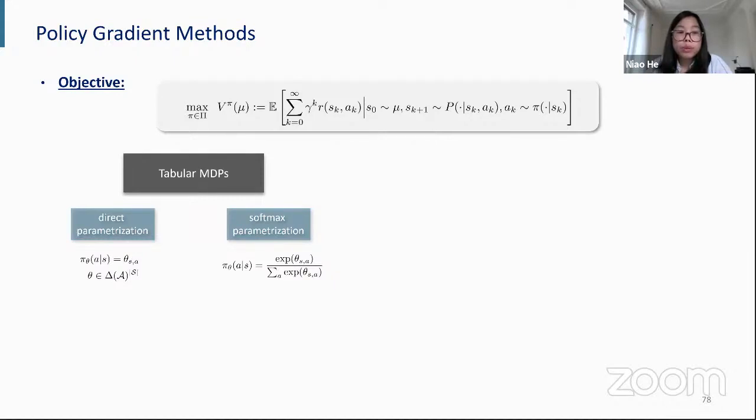Or you can also use the softmax parameterization by just taking this softmax form, right? The difference between these two is that you see the number of parameters is the same for the direct parameterization and the softmax parameterization. The difference is that for the softmax parameterization, there is no constraint on theta, right? Whereas in the direct parameterization, you do have to constrain theta in some simplex. So if you directly apply this direct parameterization, oftentimes you have to do projection. You have to project onto the simplex, which is slightly more expensive.